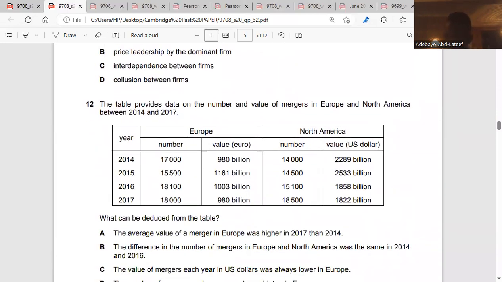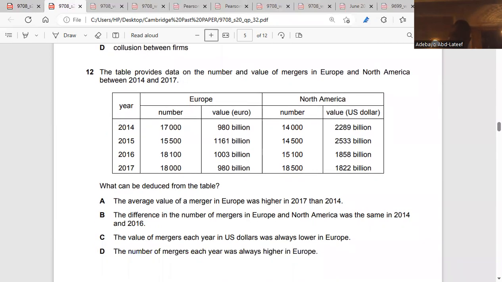Question 12. The table provides data on the number and value of mergers in Europe and North America between 2014 and 2017. Which can be deduced from this table? Let's check the options. The first point said the average value of mergers in Europe was higher in 2017 than 2014. In 2017, mergers of 18,005.